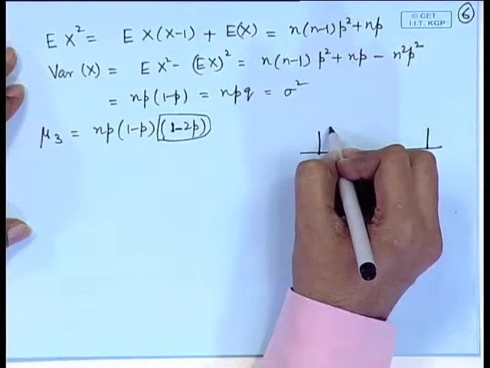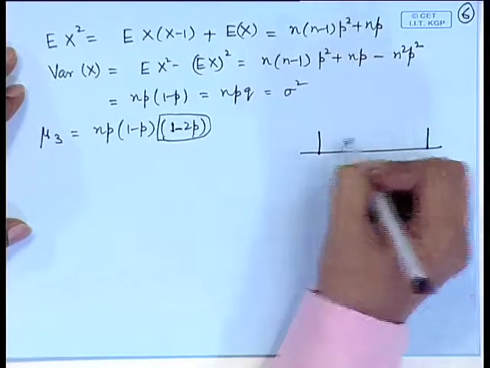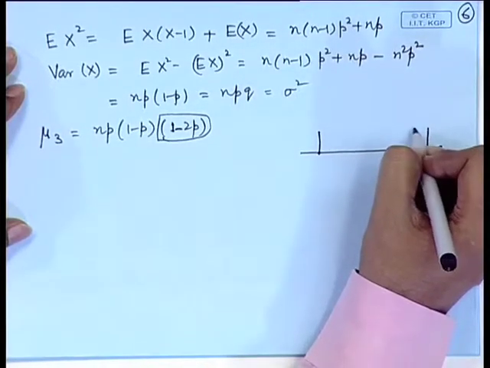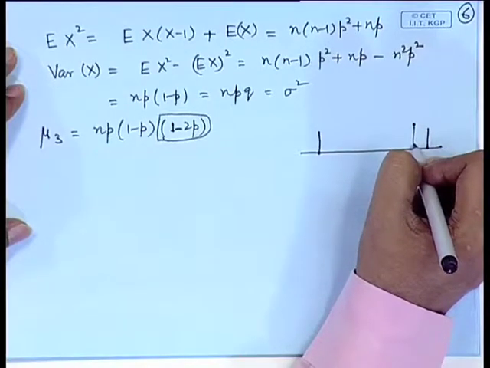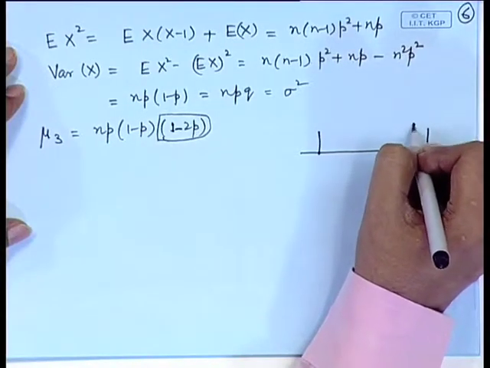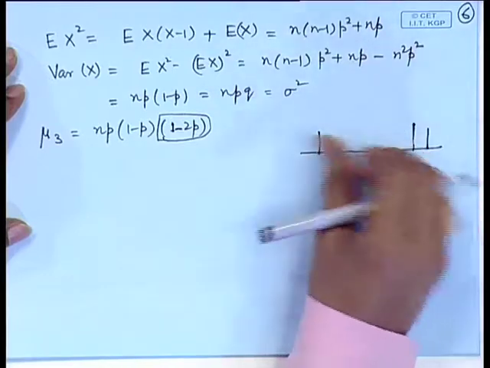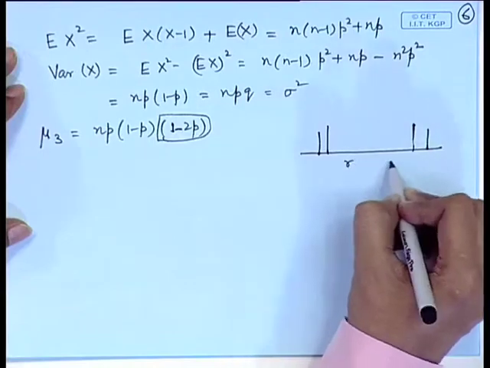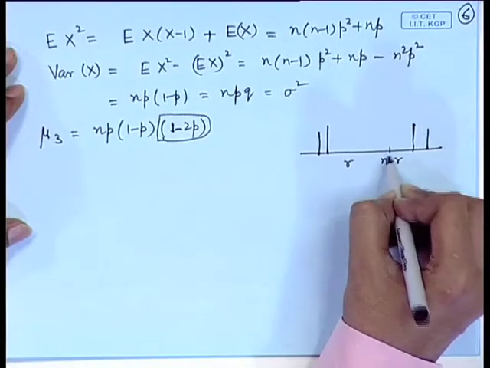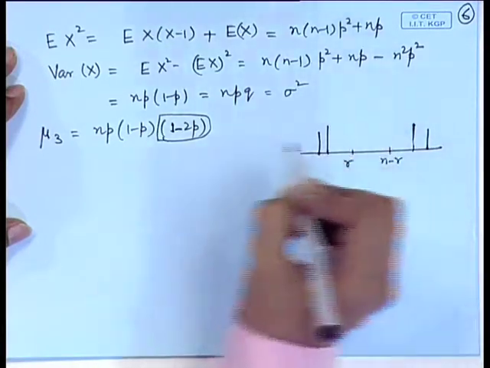The second one is n c 1 p into q to the power n minus 1. The last but one is n c n minus 1, which is again the same as n c 1, p to the power n minus 1 into q. So, if p and q are the same, then the rth term will be the same as the n minus rth term, and therefore, it will be a symmetric distribution.